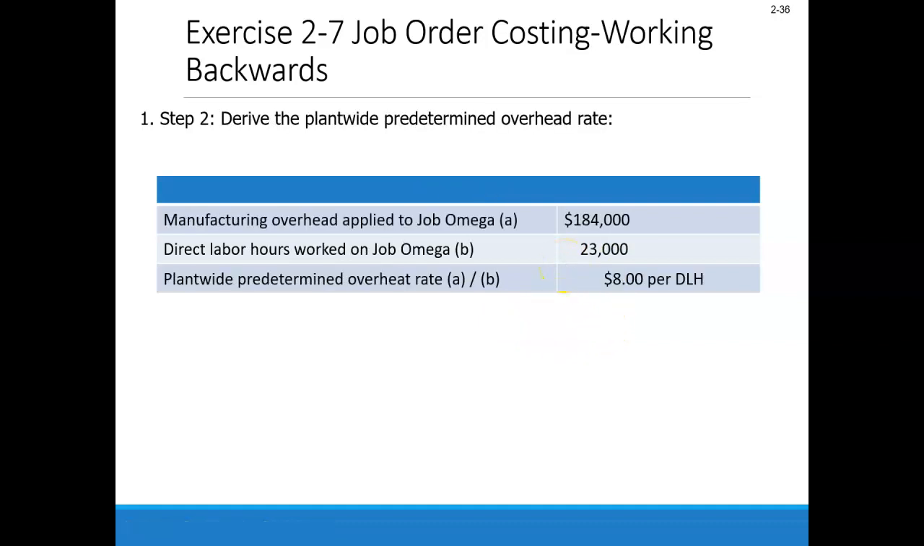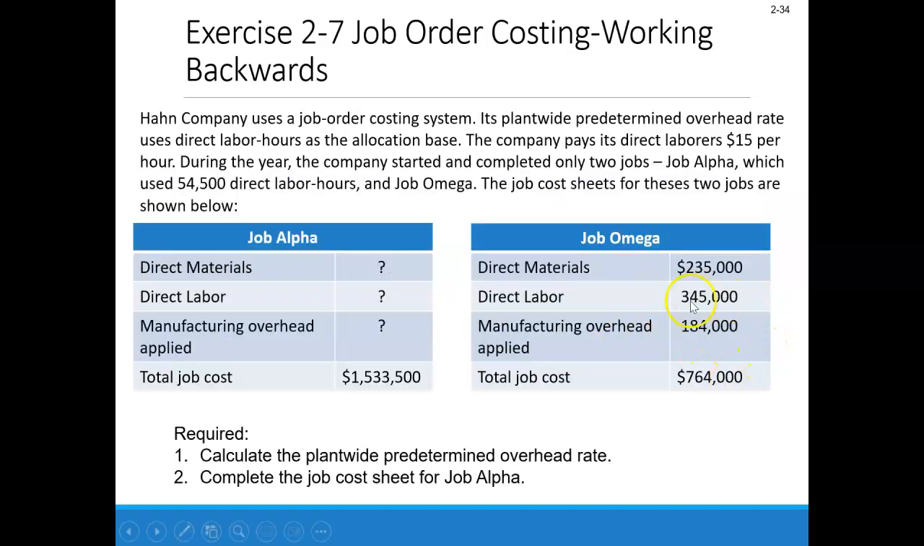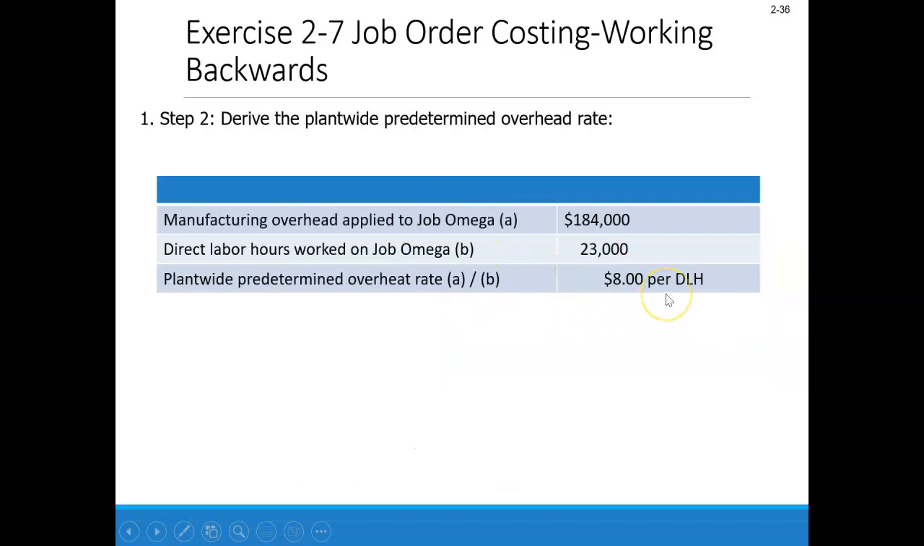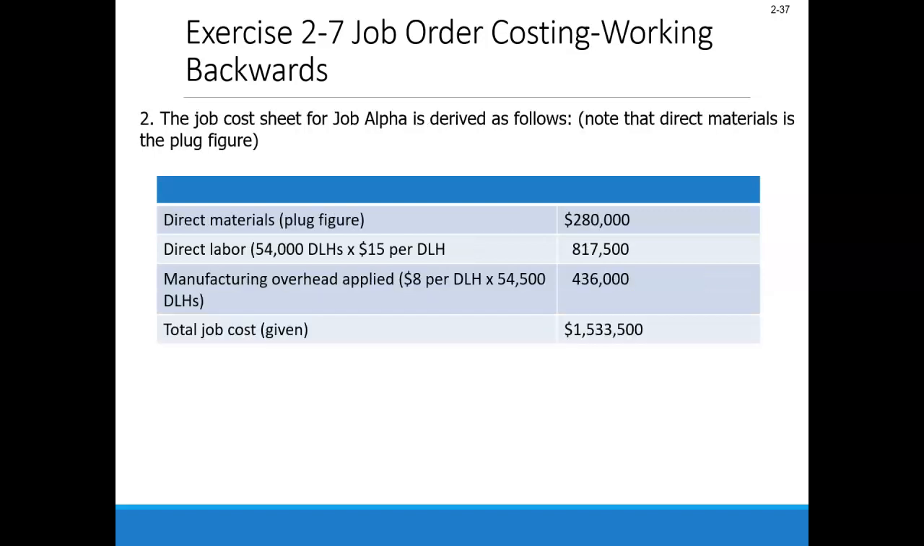Can't we take this amount of 184,000 and divide that by actual direct labor hours to come up with how they allocate the predetermined overhead rate? So what we're doing is we're going backwards on this one to figure out what was that predetermined overhead rate. Because if we know the direct labor hours are at $15 an hour, and those we can come up with the actual hours, divide that by the amount applied of manufacturing overhead.